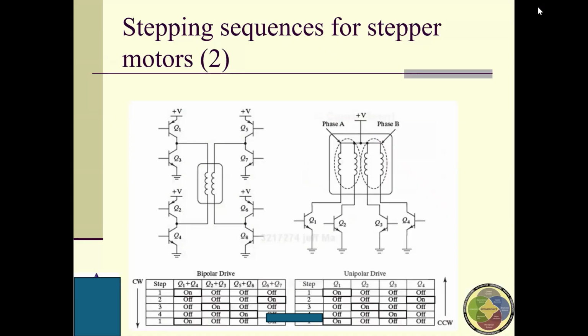So here is the stepping sequence for step motor. This is for the bipolar, the monofeeder or bipolar. So this is the bifeeder or unipolar. And we talk about this one, right?